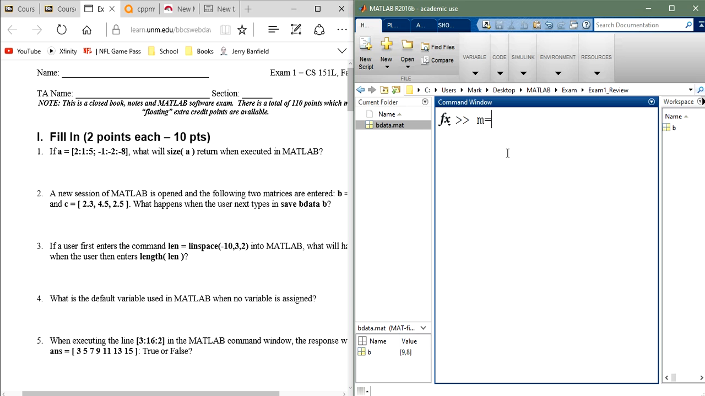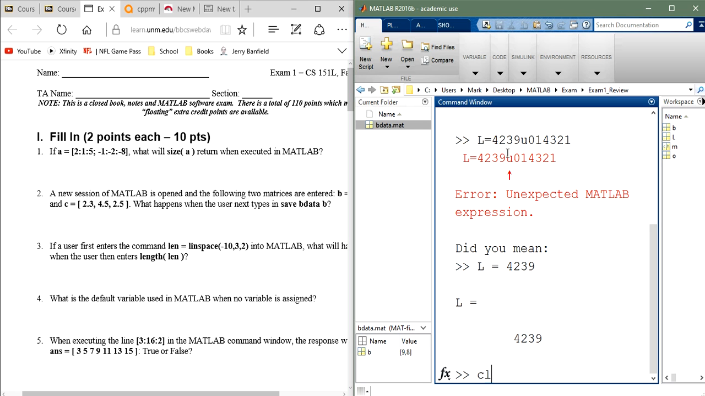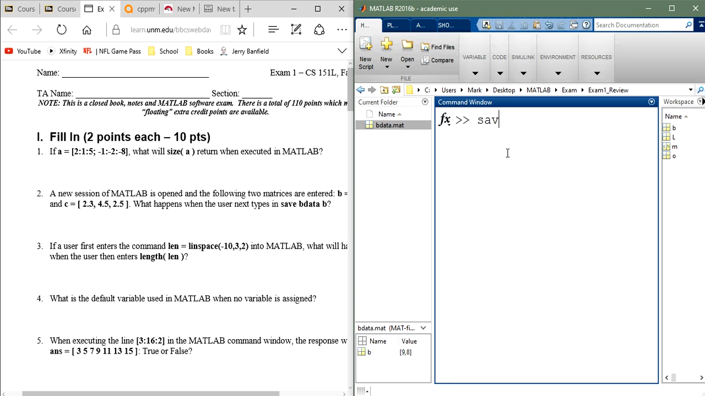M is equal to hello world, for instance, and O is equal to some random number. I have no idea. I'm just making things up here. L is equal to this. I could say save mark, and all I want is B and L and M, but not O. So it saves as mark.mat.